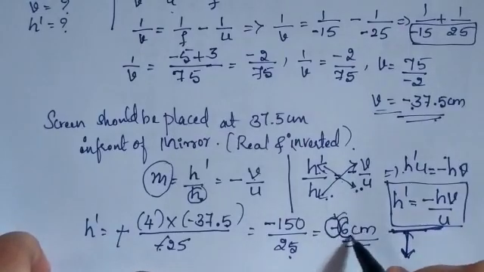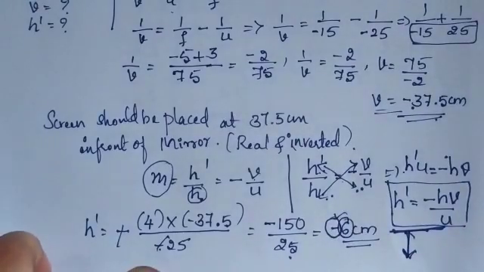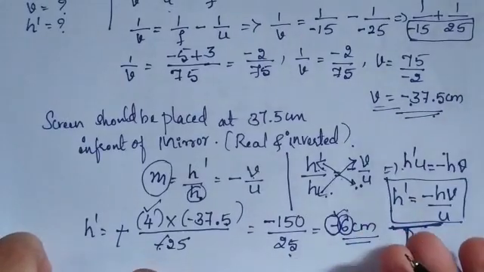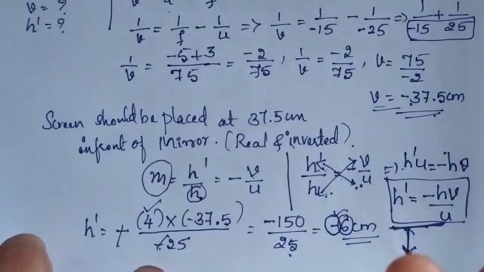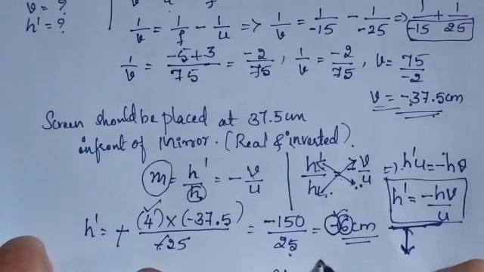And what is this 6? 6 here represents the height of the image. Height of the object, how much was it? 4 centimeter. Height of the image is 6 centimeter. How can you compare whether an enlarged image or a diminished image is formed? So the size of the image formed here is an enlarged image. So I can write it is an enlarged image.